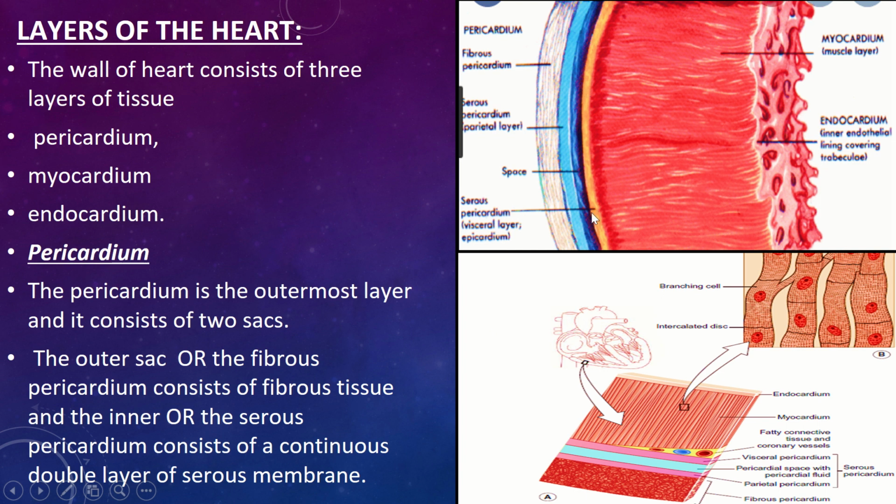Between these two there is a small space in which the pericardial fluid is present. Here you can see the inner endocardium, myocardium and the pericardium. The pericardium consists of two layers, the fibrous pericardium and the serous pericardium. The serous pericardium consists of the parietal pericardium and the visceral pericardium. Between both there is a space and this space contains the pericardial fluid. So mainly it consists of the pericardium, myocardium and the endocardium. Endocardium is the innermost and the pericardium is the outermost.